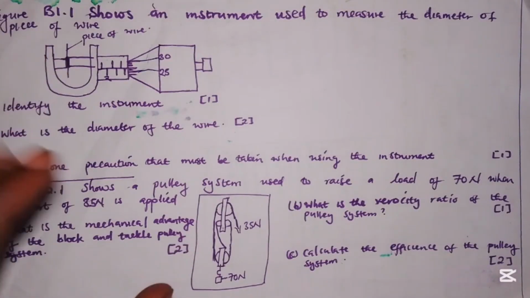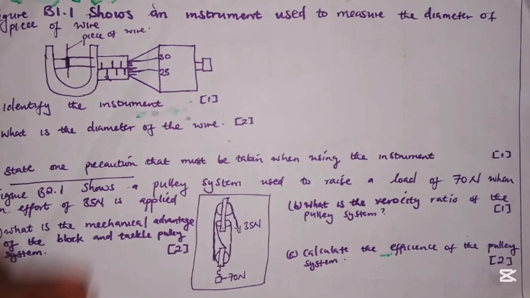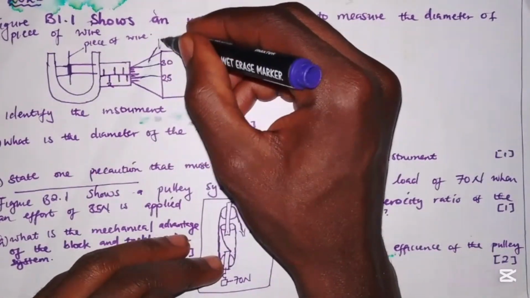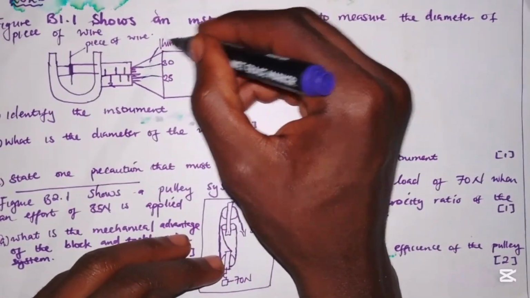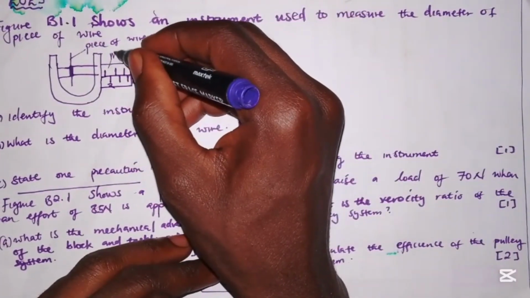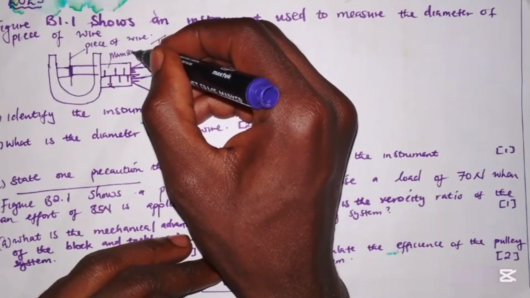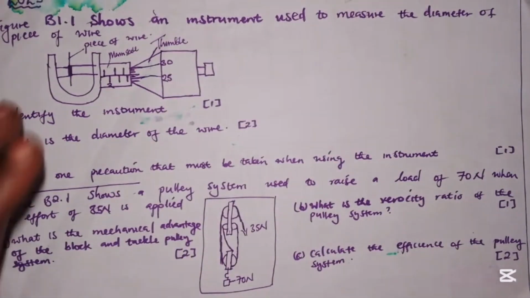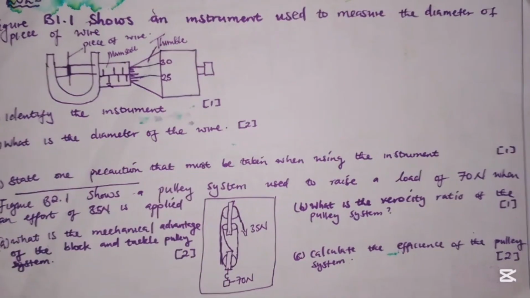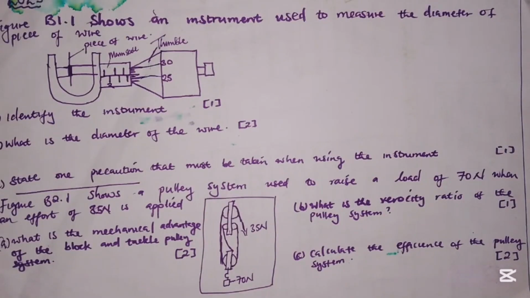The first thing you need to identify when you are dealing with a micrometer screw gauge is the thimble. This is what is known as the thimble. And we also have what is known as the main scale. In our case, we are only interested in these two parts, the main scale and the thimble. These are the only two parts which can help you to identify that this is a micrometer screw gauge from a vernier caliper.